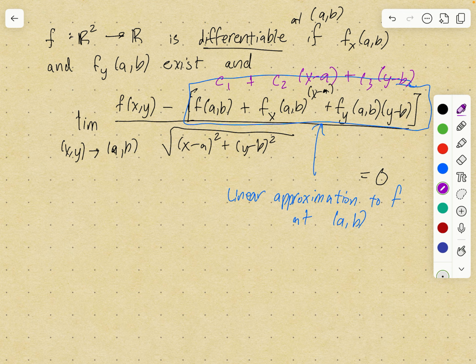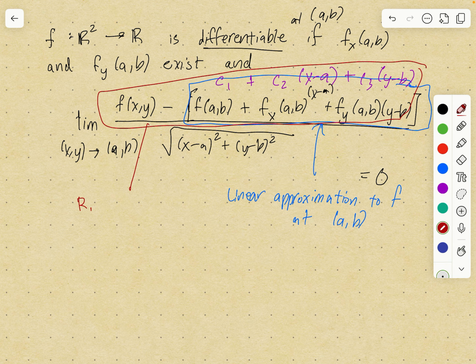Okay. And sometimes this whole function in the numerator is called R1 of x, because it's the remainder. It's the first order remainder of the function when you subtract the linear approximation.